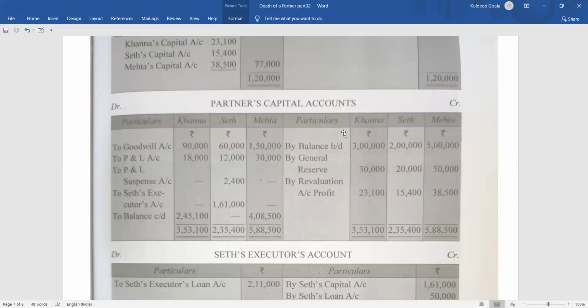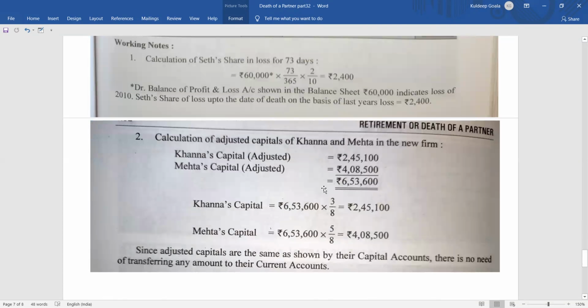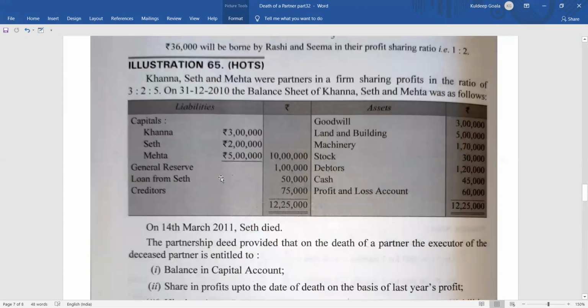So for the purpose of the remaining partners, what we will do is find out what is their capital first. But before that, we have to find out what is their adjusted capital. So we will do the balancing in rough, and you can see that the working note below has been done. Khanna is having adjusted capital of 2,25,000 after taking the total of the credit side minus the debit side, and Mehta is having in the same calculation 4,08,500. And the total capital is coming to 6,53,600. And dividing this in their new ratio. So what was Khanna and Mehta's new ratio? You can see how the ratio is given.